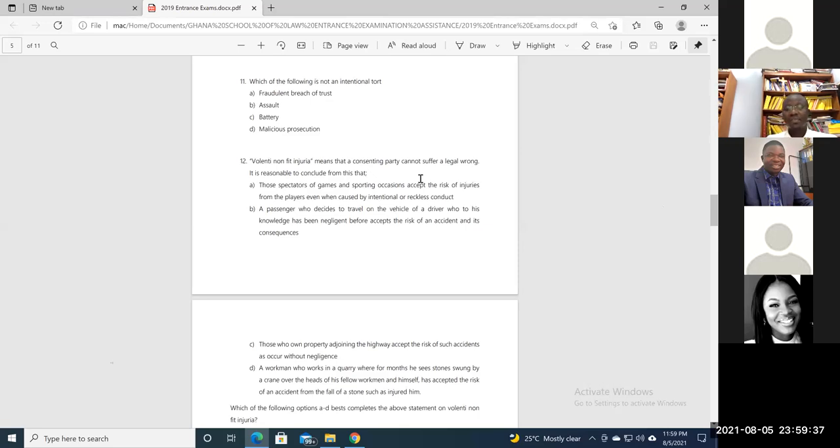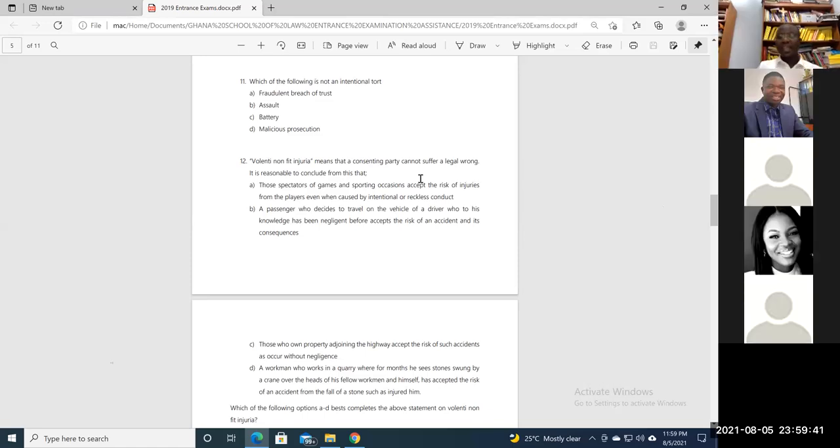Voluntary non fit injuria means that a consenting party cannot suffer a legal wrong. It is reasonable to conclude from this... Remember, volenti non fit injuria is one of the defenses to the tort of negligence. We've also noticed that contributory negligence can also be a defense.